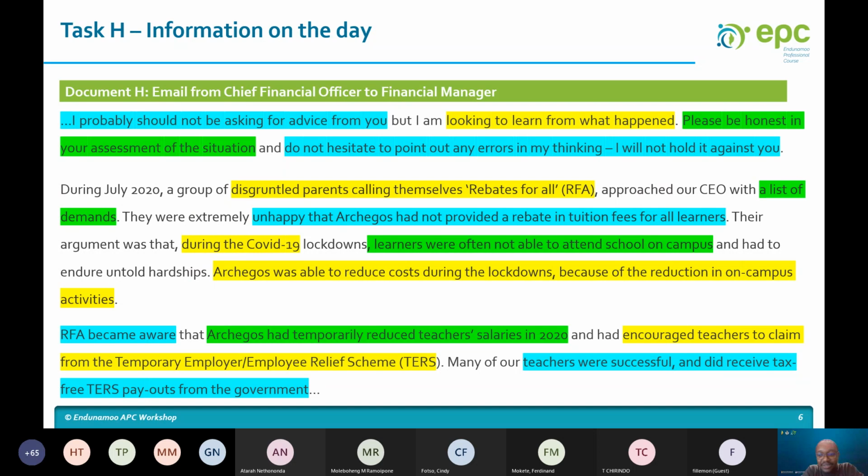Yeah, 2020 was crazy. Timakatso, your hand is up.